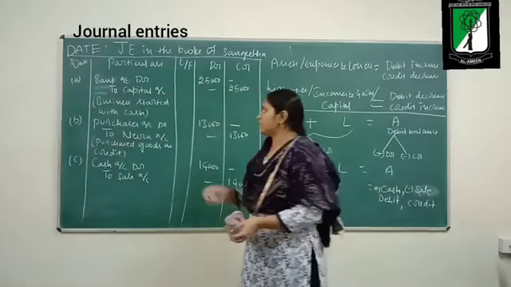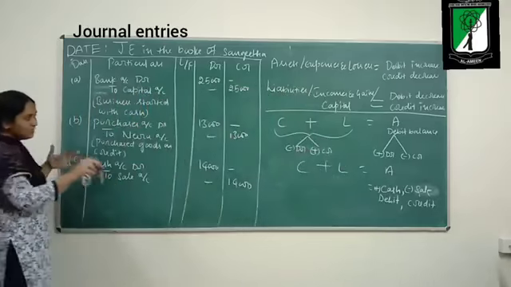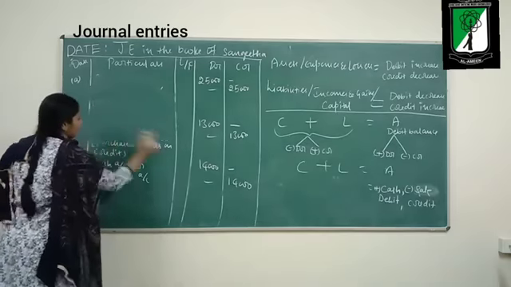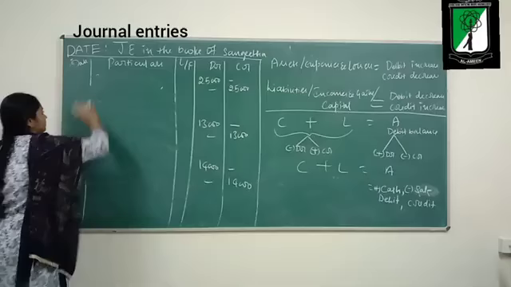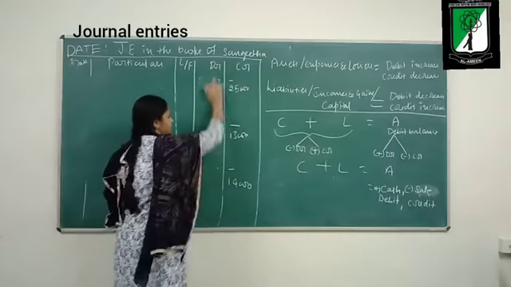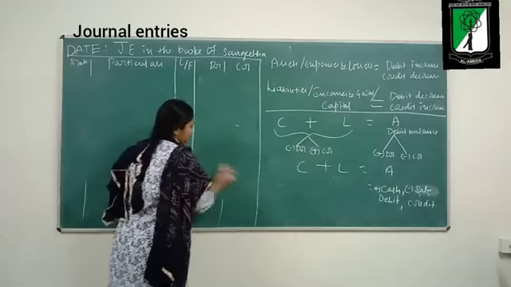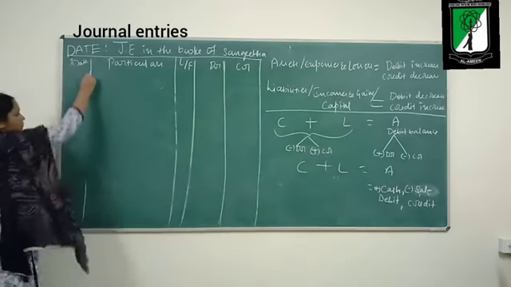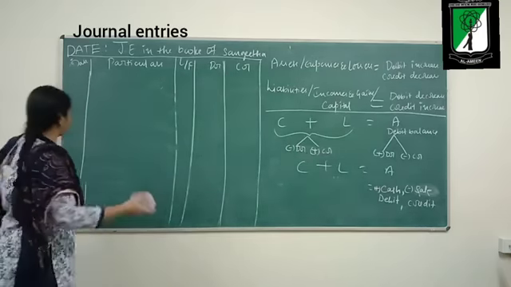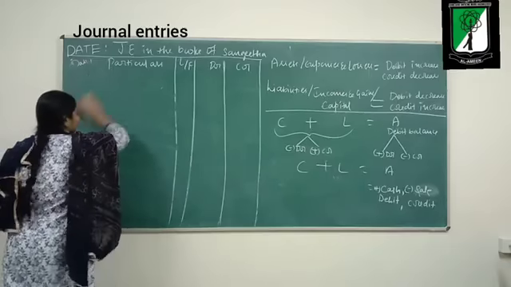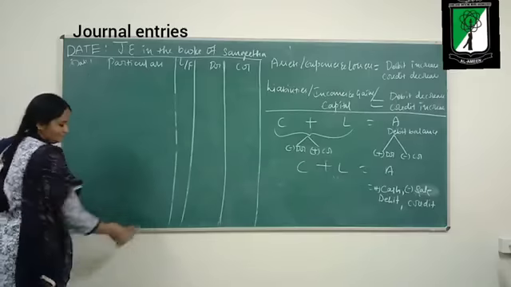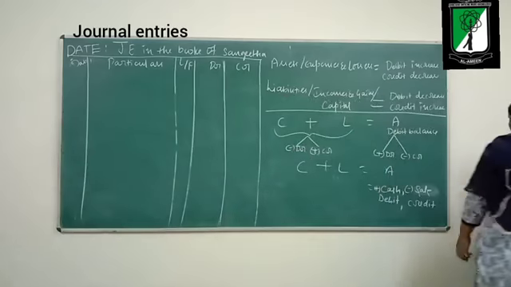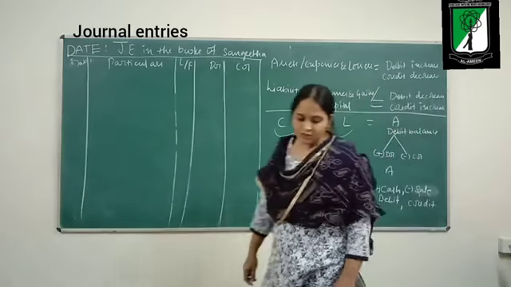Now moving on to the next. I will rub off this. You have to continue as there is no sufficient space. I am rubbing this. So next is the fourth transaction.